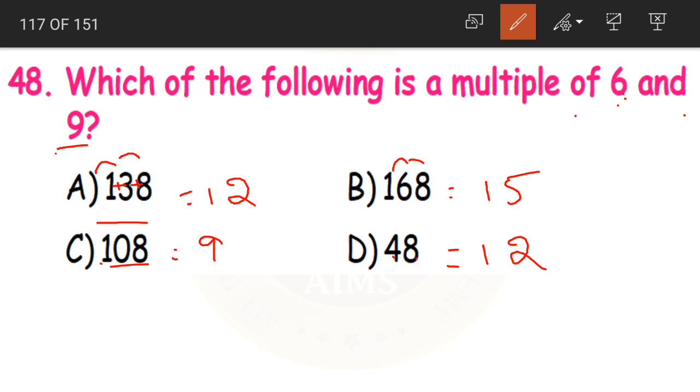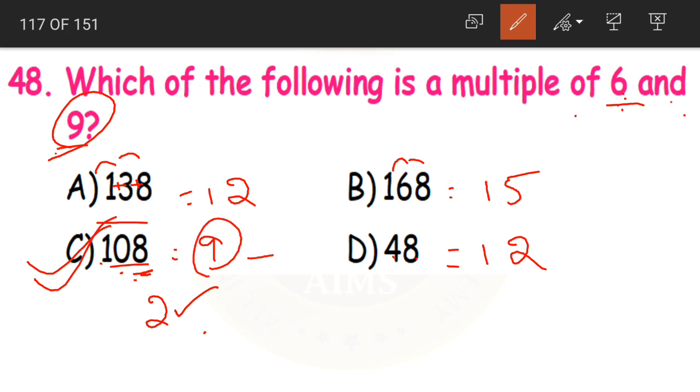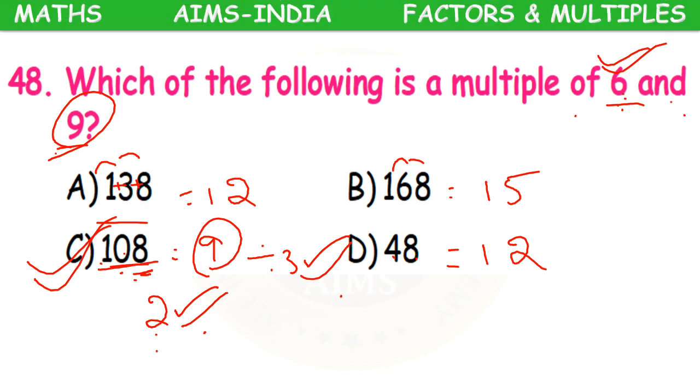Now tell me, children, from the given sum of the digits, which is divisible by 9? Only option C is divisible by 9. That means it is a multiple of 9. If we check for multiple of 6, it is having 8 in the ones place, so it is divisible by 2, and the sum of the digits is divisible by 3. As it is divisible by both 2 and 3, it is divisible by our 6 as well. So 108 is the answer, which is a multiple of both 6 and 9.